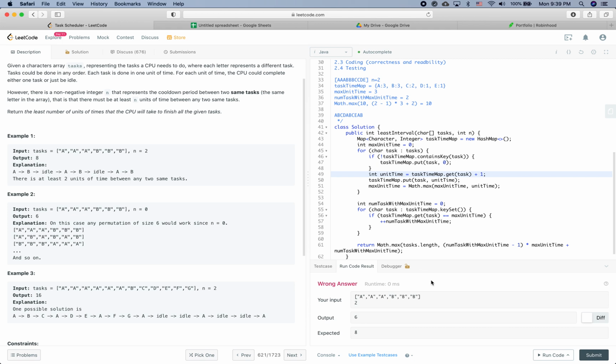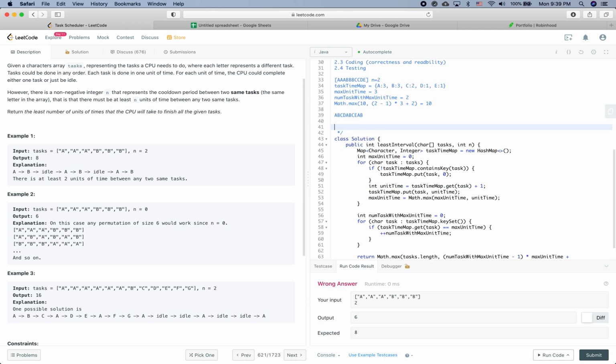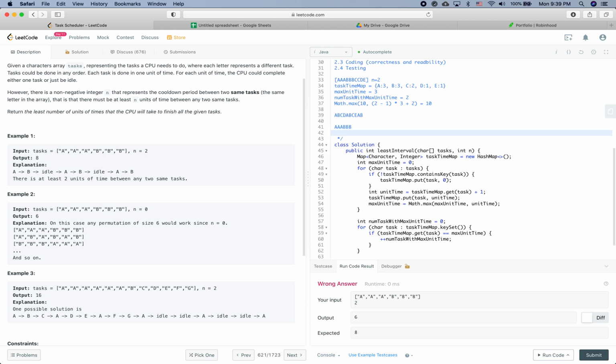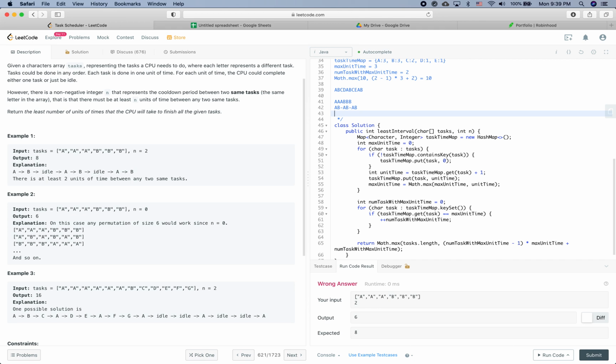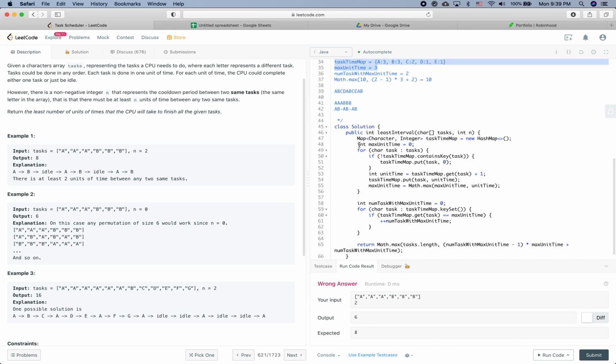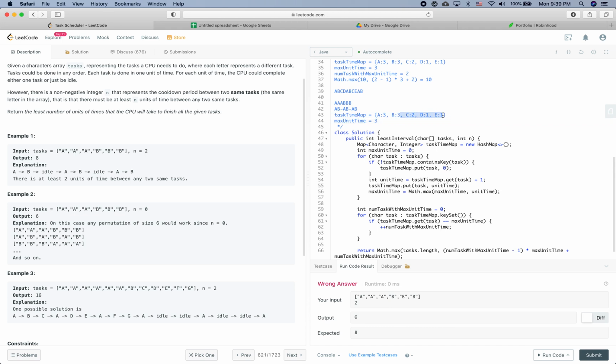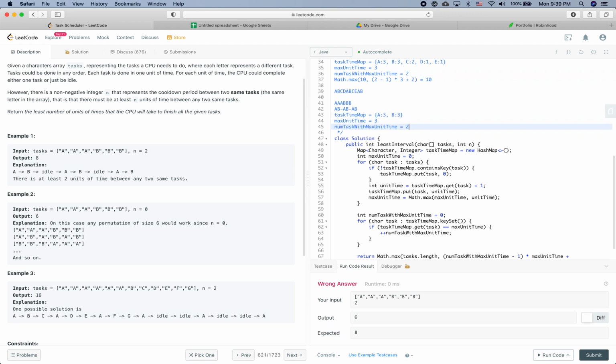Okay, so we have 3A and 3B. So if it's 3A and 3B, first of all, you have A dash dash A dash dash A. Okay, and then we have the B here, B here, and B here. Why could it be wrong? So in this case, we have the map, with the max unit time defined as A3 and B3, and the max unit of time takes is 3, and the number of tasks with max unit time is 2.